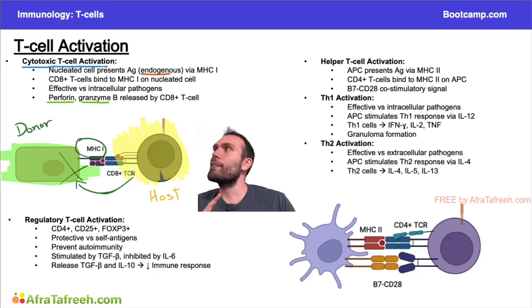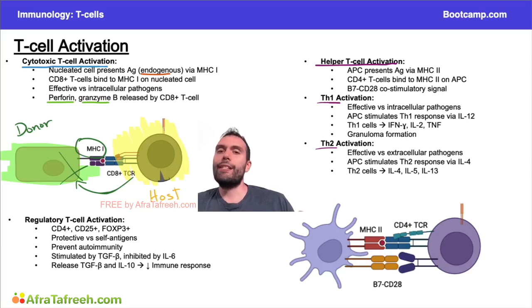which is going to be the helper T cell activation. Now, one thing that's going to be a little tricky here: when you're talking about helper T cells, you can go two different routes. You can go a lot of different routes, actually. You can go T helper 1, T helper 2. Those are the big ones for Step 1. But then, of course, there are regulatory T cells, there are T helper 17 cells, etc.